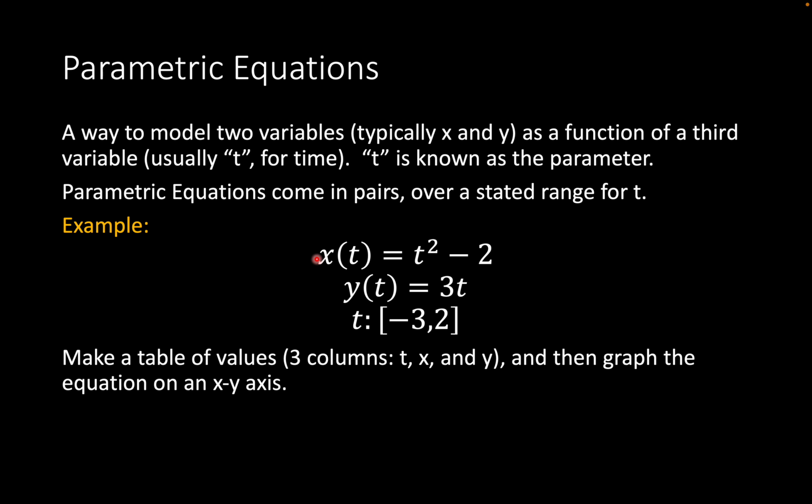So here is an example. X as a function of t is t squared minus 2. Y as a function of t is 3t, where t is from the closed interval -3, 2. We are asked to make a table of values, columns for t, x, and y, and graph the equation in the xy plane. I encourage you to try this question yourself first.